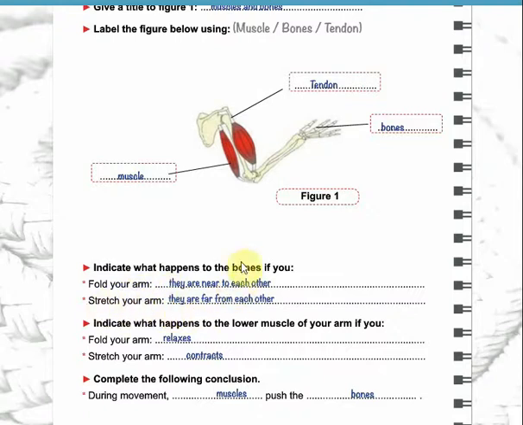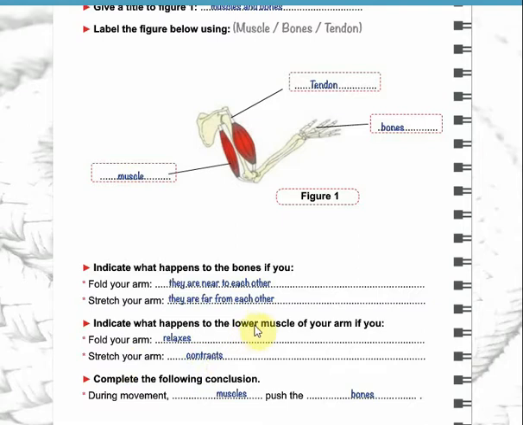arm. You must know very well that when they ask me about the bones, you should say if they are near or far from each other. When the hand is folded, they are near to each other, and when it is stretched, they are far from each other. And here you have to indicate what happens to the lower muscle of your arm if you. Lower muscle means the triceps muscle. When you fold your arm, it relaxes, and when you stretch your arm, it contracts.